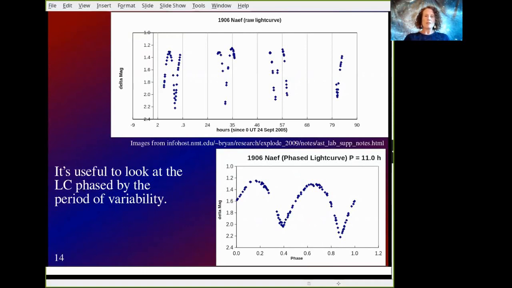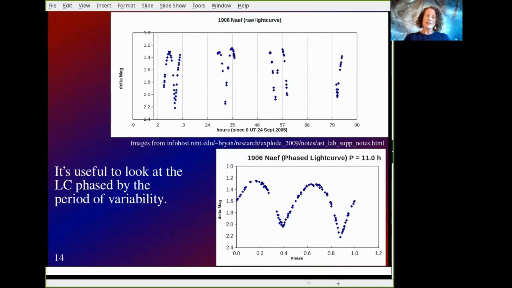To explain what I mean by a phased light curve, if we look at the top light curve for the asteroid 1906 Naef, this is the raw light curve. It goes on the x-axis from zero up to 90 hours. I can barely read that. So 90 hours. That's just over time. It's the number of hours since the first epoch. And so that's a long period of time.